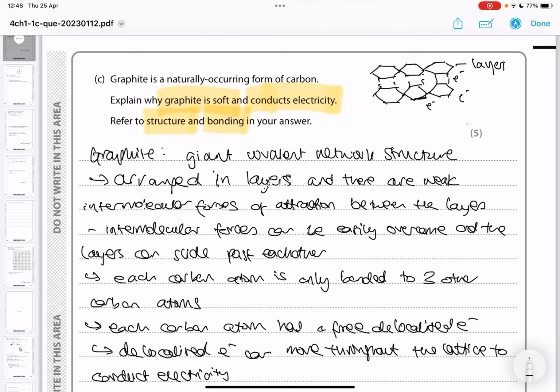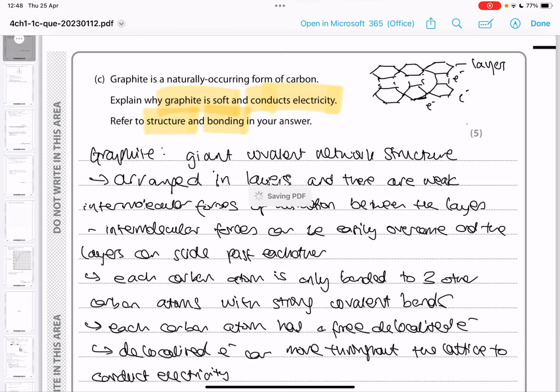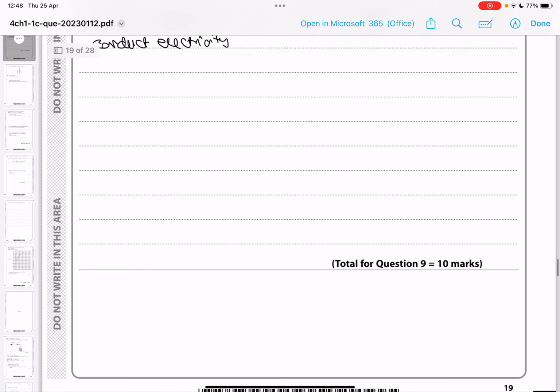Okay, and we've mentioned structure and bonding. We've mentioned that it's arranged in layers and has a giant covalent network structure. And we've mentioned bonding because it makes covalent bonds, okay, the giant covalent networks. And we can also say here, each carbon atom is only bonded to 3 other carbon atoms with strong covalent bonds. Okay, just to emphasize that there's covalent bonds. But we can also show that there's intermolecular forces between the layers.